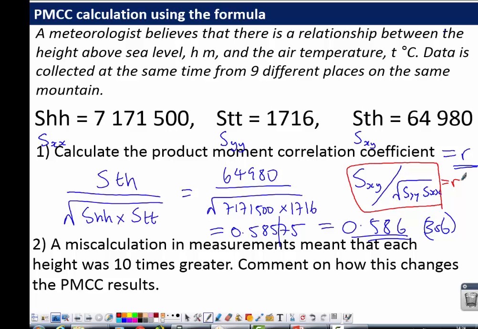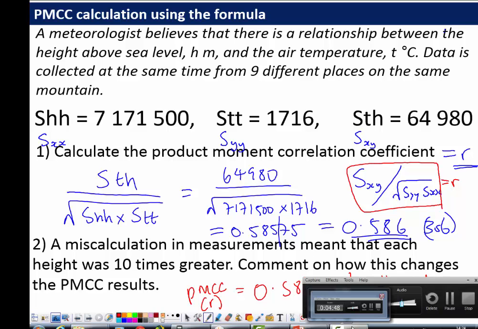The second part of this question mentions a miscalculation of measurements, where the height was 10 times greater. Now it asks us to comment on the PMCC results. So if I understood the previous slide, as PMCC is not affected by linear transformations or linear scaling, the PMCC should be exactly the same, so 0.586.